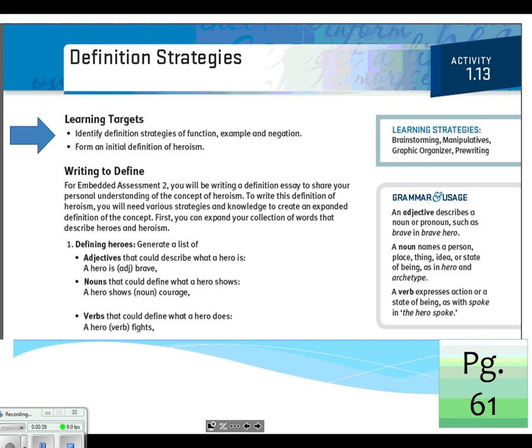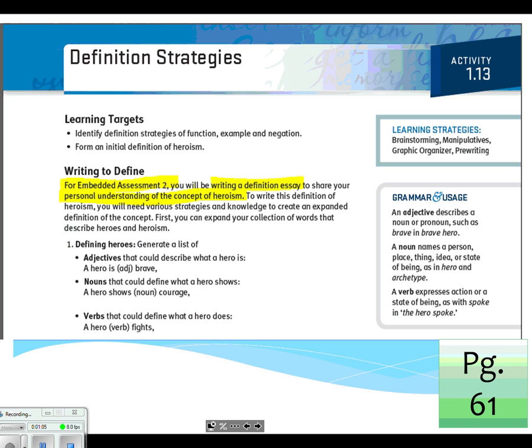All right, we're going to be focusing in on that subtitle, Writing to Define, and very quickly, just go ahead and highlight what you see on the screen. It's just a very quick reminder of what your assessment is. Writing a definition for heroism. And below that, it's starting to hint towards your in-question today.